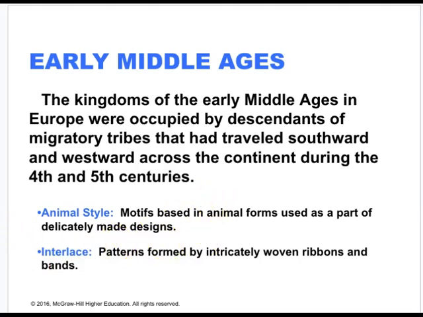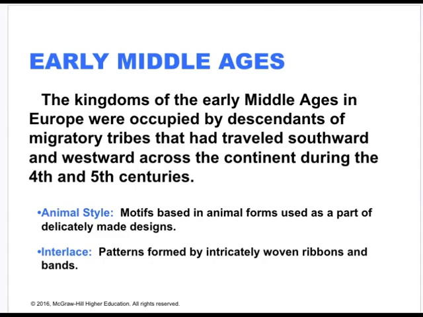So we're talking 400, 500 AD, right? 4th and 5th centuries. Those people migrated during that time period. So this is hundreds of years forming, but you get this underlying style of art that comes through. One of those underlying styles of art is the animal style. So this is motifs based in animal forms used as a part of delicately made designs. I don't know exactly why they used animals, other than animals had always been a form of livelihood, survival, by more nomadic, earlier cultures that were surviving just on hunting.